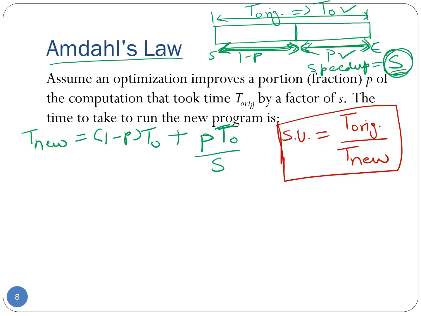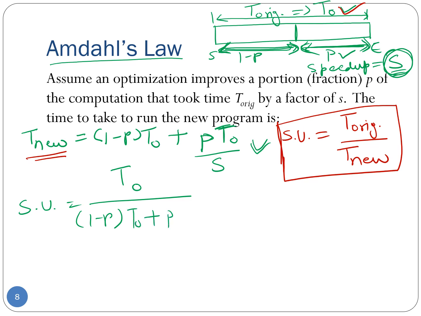So speedup is basically the original execution time divided by the new execution time. In this system, the original execution time was this T0 over here, and here we have the new execution time. So let's compute the ratio to figure out the overall speedup. The speedup would be given by the original execution time, T0, divided by the new execution time, which is given over here. That's basically (1 minus P) multiplied by T0 plus P times T0 divided by S.